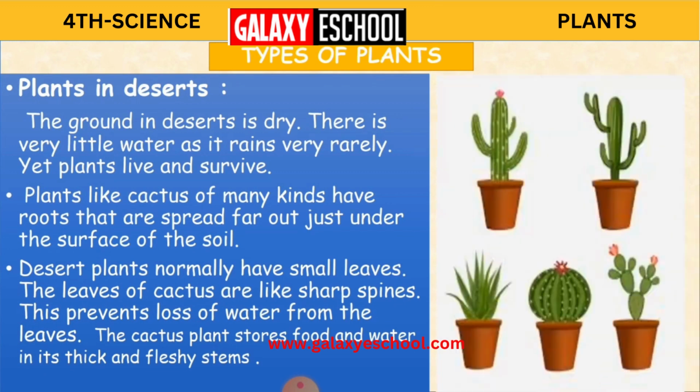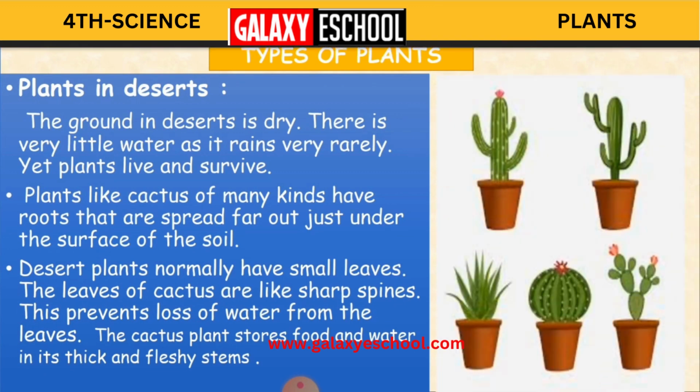So here the ground in desert is dry. There is very little water as it rains very rarely. Yet plants live and survive. So plants in desert. How is the ground there? It is very dry. It is not wet. It is very dry because there is very little water. There is so much scarcity of water in desert.